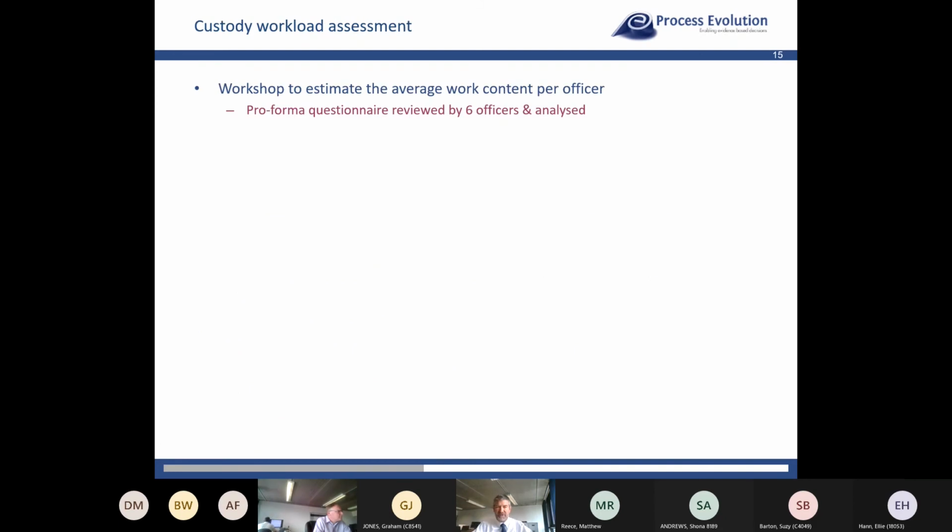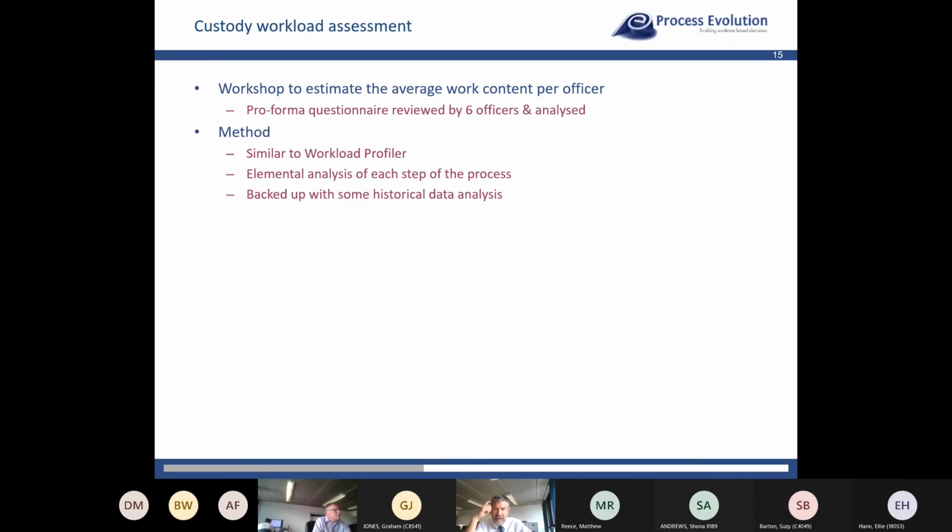I mentioned the sort of estimating the process involved in custody, and this is something worthwhile doing if you're reviewing your custody suite, and probably worth getting a few people together in the Wednesday webinars to discuss what pro forma you want to look like. But as I say, it's similar to Workload Profiler, elemental process analysis of each step of the process, backed up with some historical data where we can.